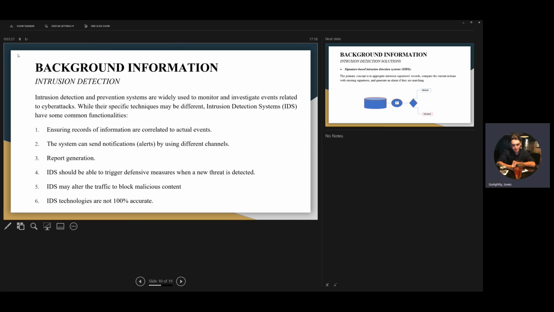So intrusion detection and prevention systems are widely used to monitor and investigate events related to cyber attacks. While their specific techniques may be different, intrusion detection systems have some common functionalities, which include ensuring records of information are correlated to actual events, and the system can send notifications, which is known as alerts, by using different channels. Report generation. They should be able to trigger defensive measures when a new threat is detected. They can alter their traffic to block malicious content, and the technologies are not 100% accurate.